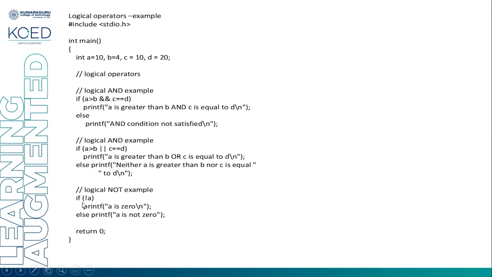Next, negation. Negation of A, where A is 10. What will the negation of A do? It will return a 0 value. What will happen to the print statement? "A is not 0" will get printed here.